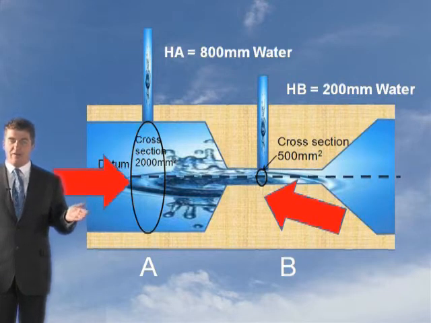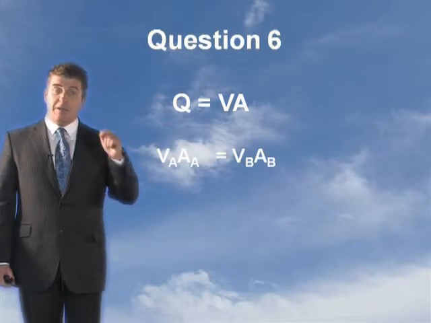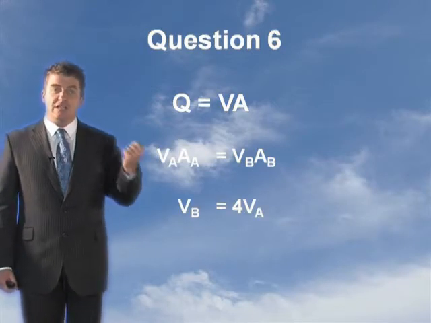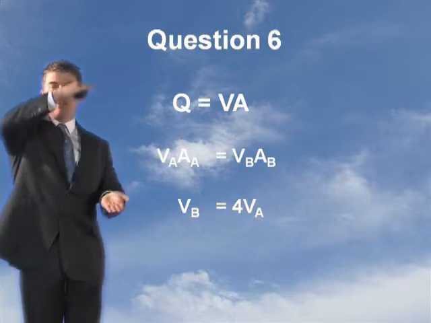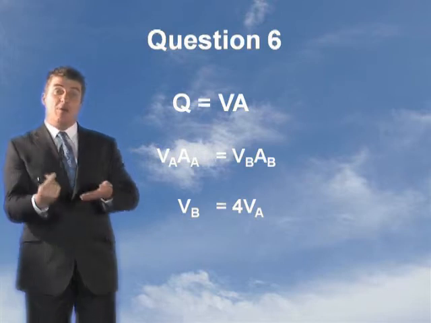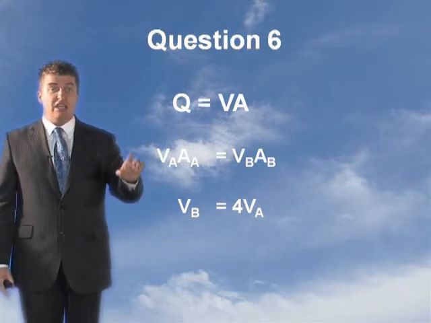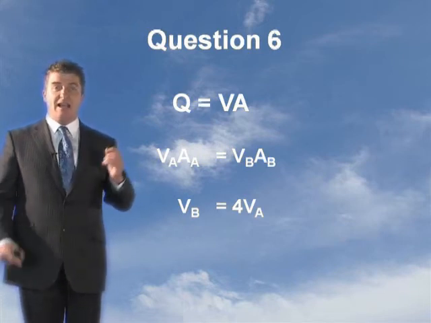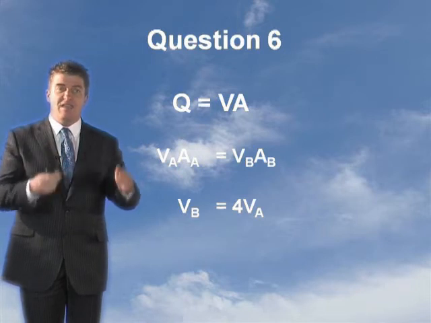Well, therefore, if VAA equals VBAB, the velocity at point B must be 4 times the velocity at A. Do you understand? We know the area is 4 times bigger there than it is there. Well, therefore, the velocity there has got to be 4 times bigger. In other words, VB equals 4VA. That's the relationship. VB equals 4VA.